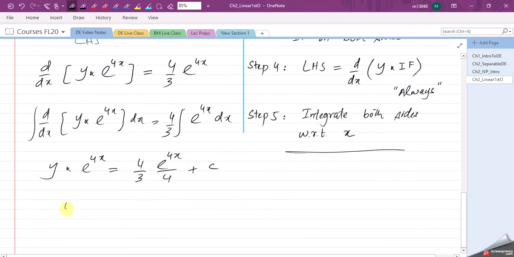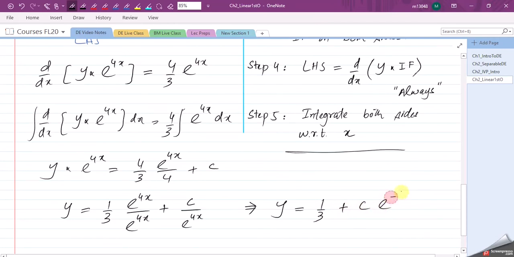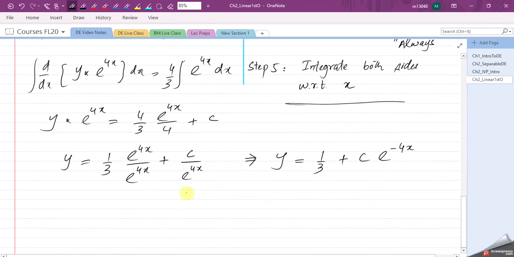If we would like to, we can divide e raised power 4x on the other side: 1 by 3 e raised power 4x over e raised power 4x. Of course, there is an addition between, so it goes under both the terms. And this means our solution is 1 by 3 plus a constant, unknown constant, times e raised power minus 4x. There is no initial condition given in the question, so our unknown constant will remain unknown for now. That completes our question.